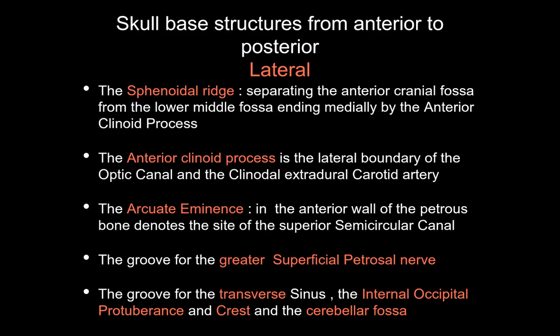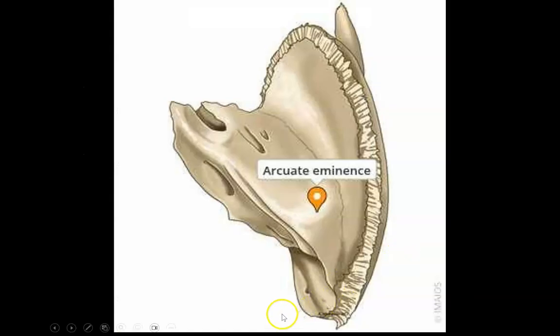And the lateral structures from anterior to posterior, as we said, the midline structures, also you don't have to study it. Lateral structures, very important structures, some people don't understand where it is. It's the arcuate eminence. Arcuate eminence is a prominence in the anterior wall of the petrous bone, in the lateral part of the anterior wall of the petrous bone, denoting the site of the superior semicircular canal.